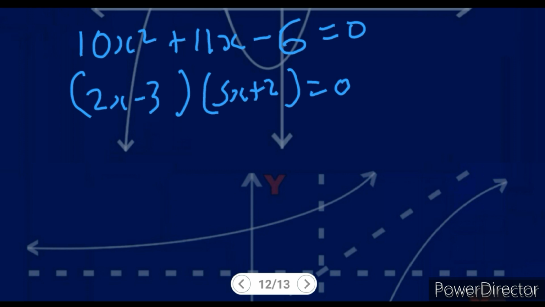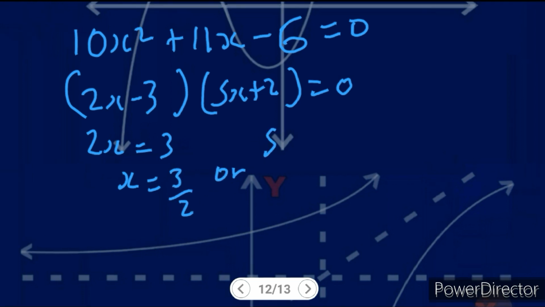So then let's proceed from here. This is going to be 2x equals 3. Therefore, we can say x equals 3 over 2, or 5x equals minus 2. Therefore, we can say x equals minus 2 over 5.